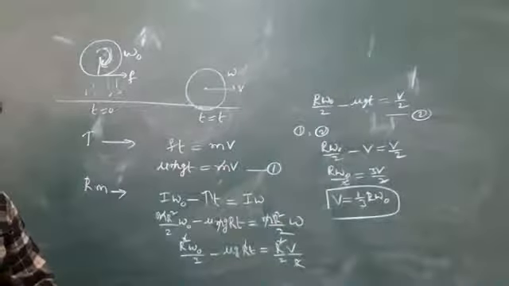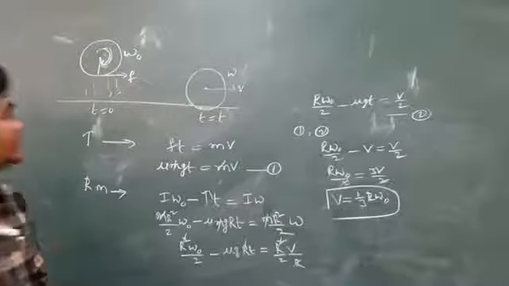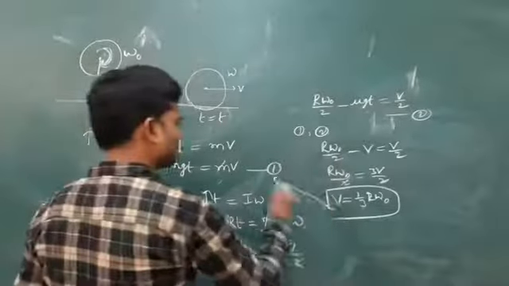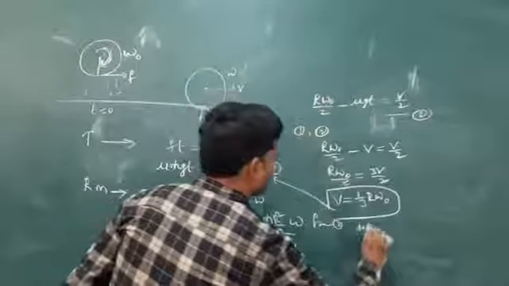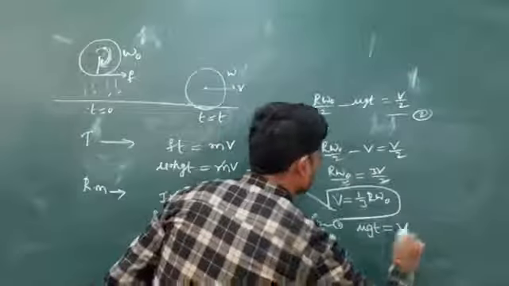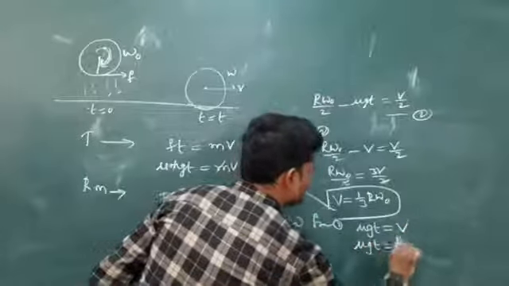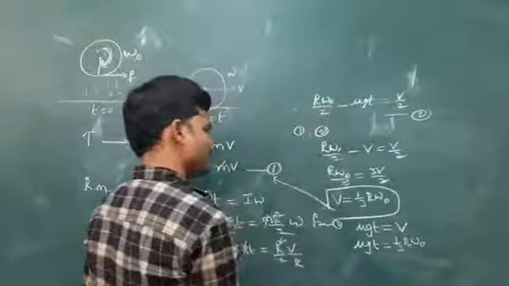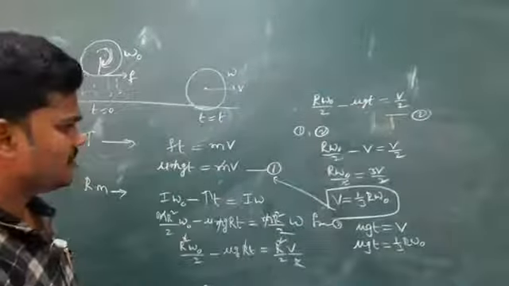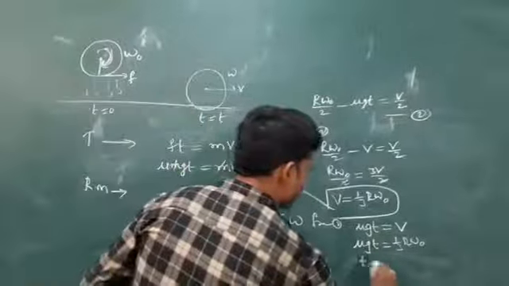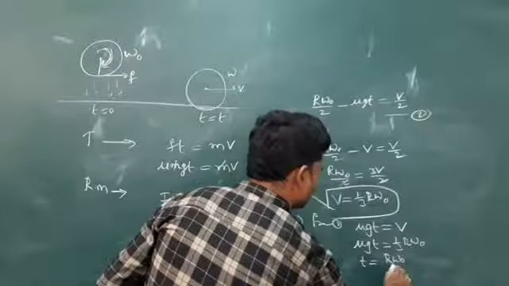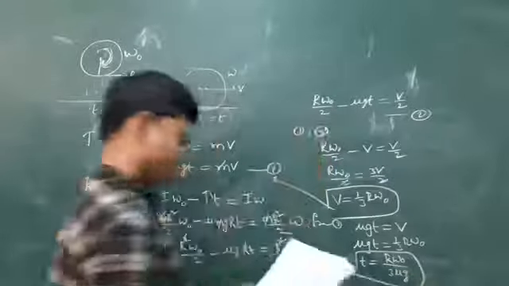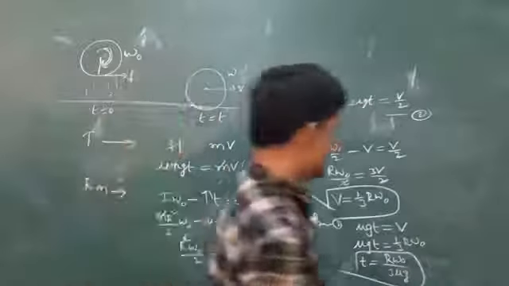But what they are asking is the time at which the body starts pure rolling. So they are asking time. So substitute this value here. From 1, mu gt is equivalent to v, so mu gt equals 1 by 3 r omega naught. So you will get time equal to r omega naught by 3 mu g.